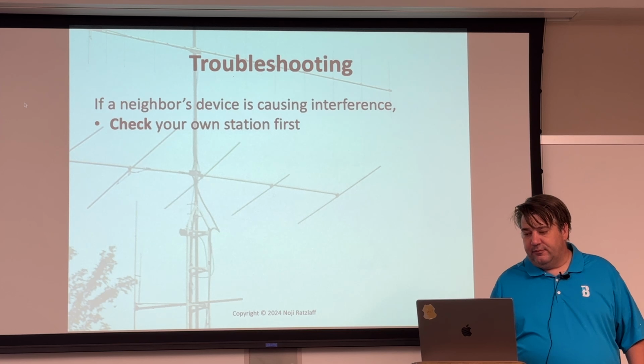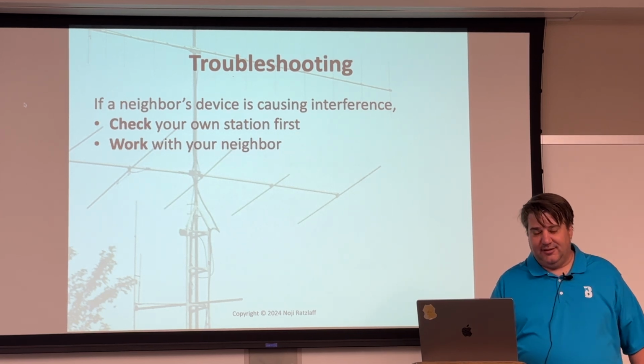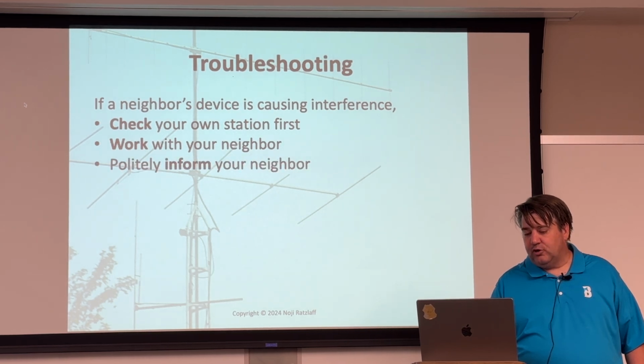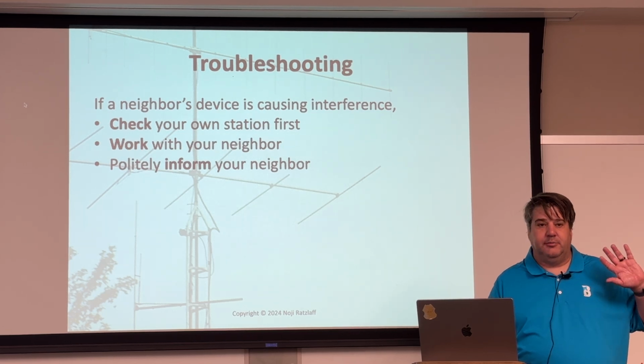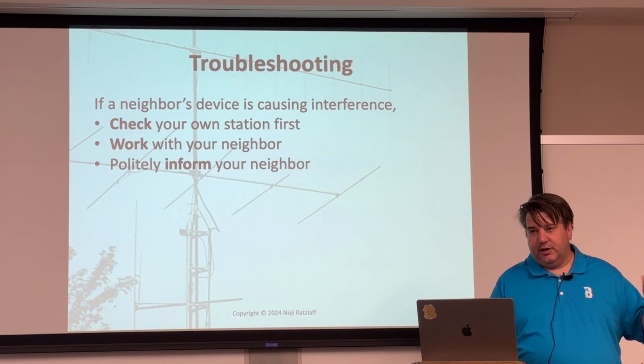And once you've figured out that it is not anything with your station or your property, then try to work with your neighbor. Don't just go straight to their electrical box and shut off their power. So work with them, try to politely inform them about the issue. Say, hey, I'm doing amateur radio stuff, and I think I'm getting some interference from something on your property, and maybe research and give them some ideas of what it might be.